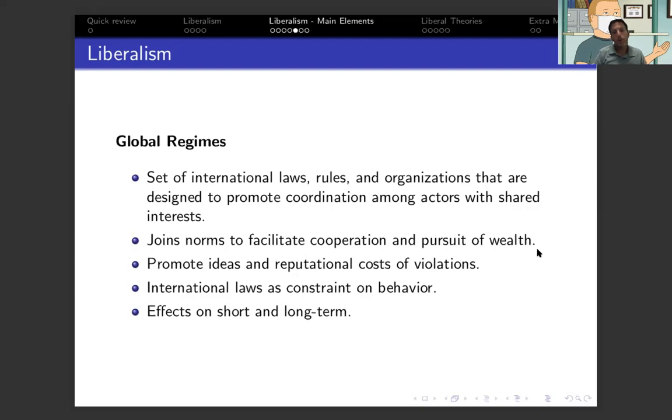International regimes promote the importance of ideas by emphasizing how those ideas are spread, but also by highlighting the reputational cost for violation of those norms.